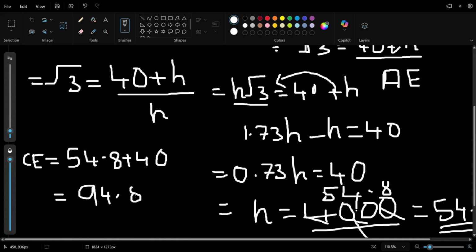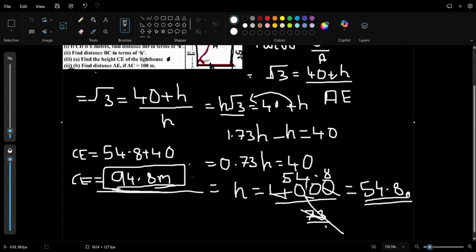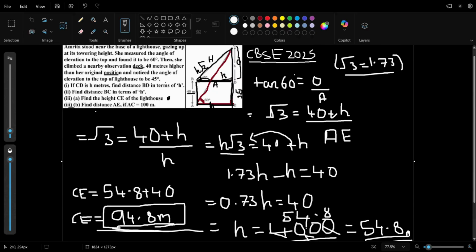That's equal to 94.8 meters. In exam, don't write approximate values, because if you get a perfect value like 94.8, don't round it off to 95, because you might lose marks. Some examiners might cut marks if you write 95 meters. So it's wrong. Don't write 95, just write 94.8. Okay. Now CE is equal to 94.8. Alright. Now the third one is 94.8.